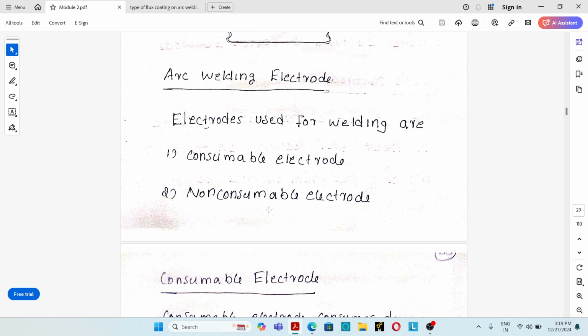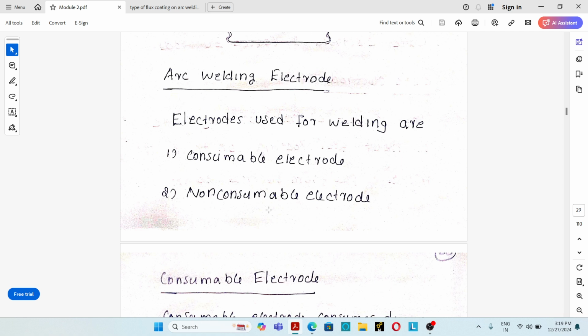When the electric arc is struck between the electrode and the workpiece, in the case of a non-consumable electrode, the electrode does not get melted. One example of a non-consumable electrode welding process is the TIG welding process, tungsten inert gas welding.